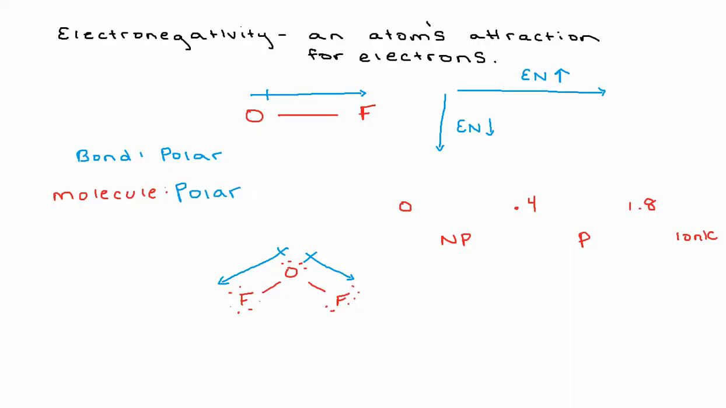Okay, let's look at a couple of examples that you had in your notes. For the first example, I'm going to give you HF. If I draw HF, remember fluorine needs 8 valence electrons, so there are going to be 6 on fluorine. Remember, hydrogen only needs 2. So that's going to be my drawing for HF.